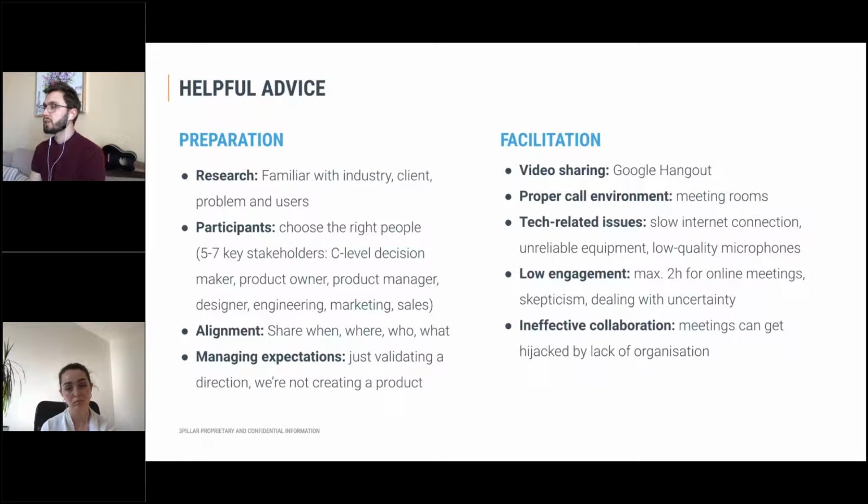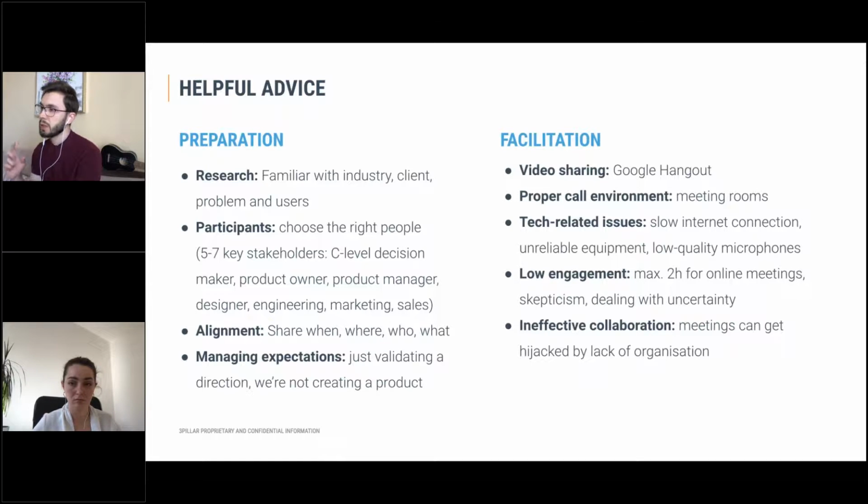these action items have their own category because most of our design sprints are run through distributed teams. That means for us, video sharing is really important, and having a proper call environment, like booking meeting rooms and advising other people to book separate meeting rooms, can make a difference. And of course, you're always going to run into tech-related issues, starting with slow internet connection, going forward with low quality equipment, and so on.